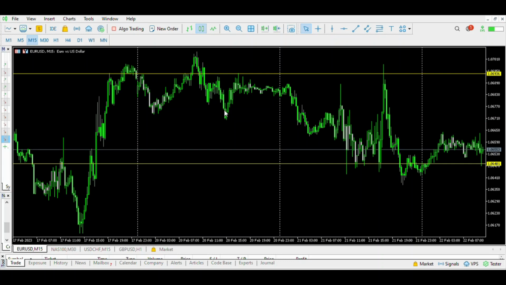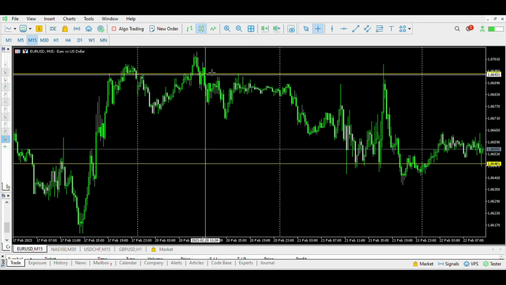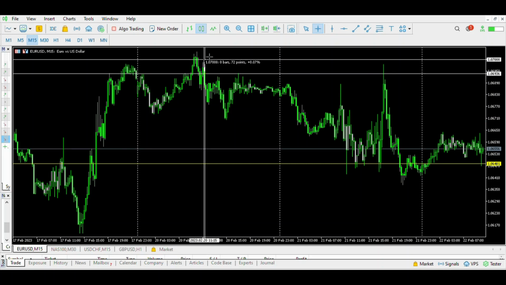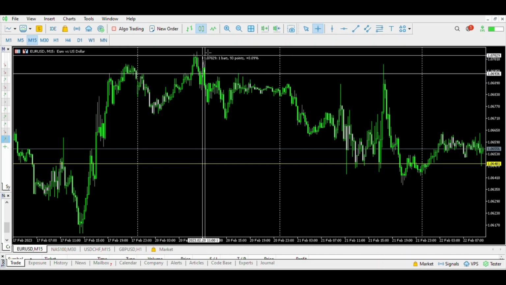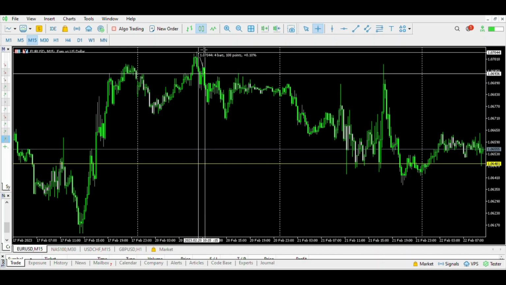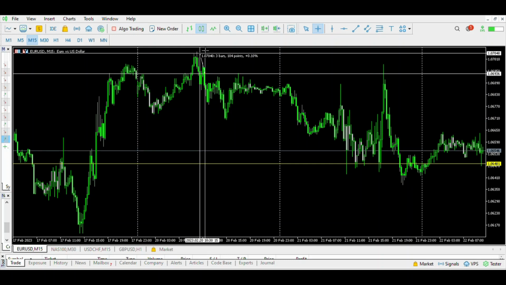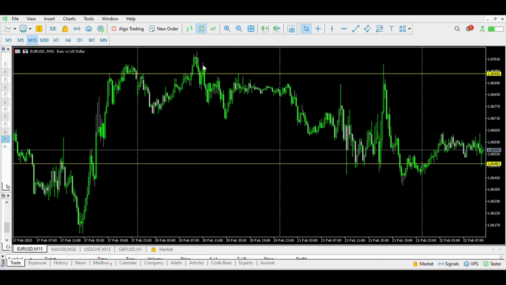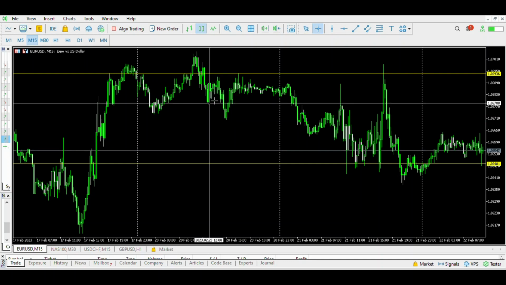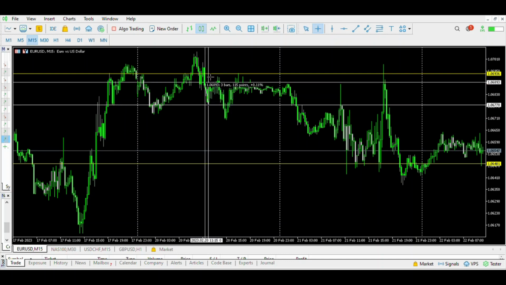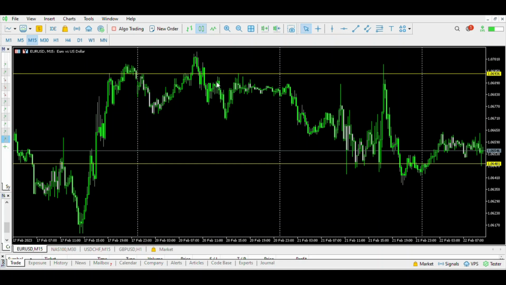So price was here. I was risking about 9 pips, 10 pips. It was 9.8 pips. I was risking about 9 pips because I had my stop loss just above there, and price started to move in my direction. When it got to here at 1-to-1, I took partials here. I took about 50% of my position here.